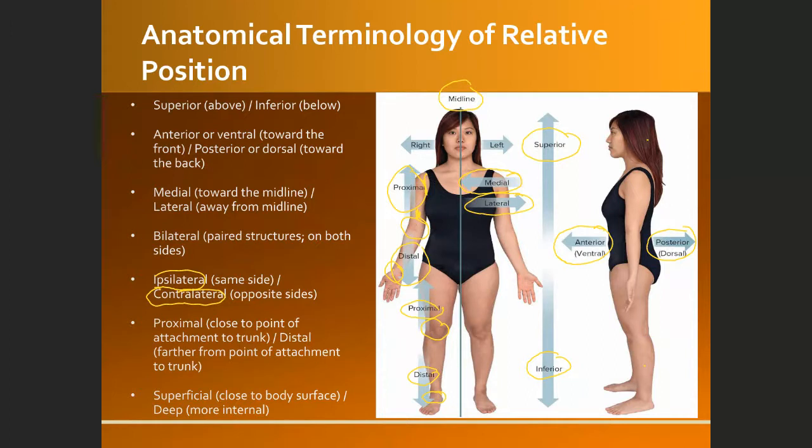Ipsilateral means located on the same side. For example, here, the eyes and the ears. The right eye and the right ear are ipsilateral because they are located on the same side, the right side. Contralateral means the organs are located on the opposite side. For example, the right eye and the left eye are contralateral because one is on the right and the other is on the left side. So that's ipsilateral and contralateral, compared between organs.